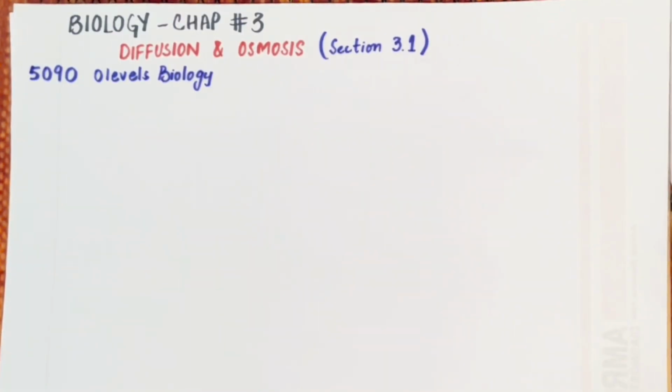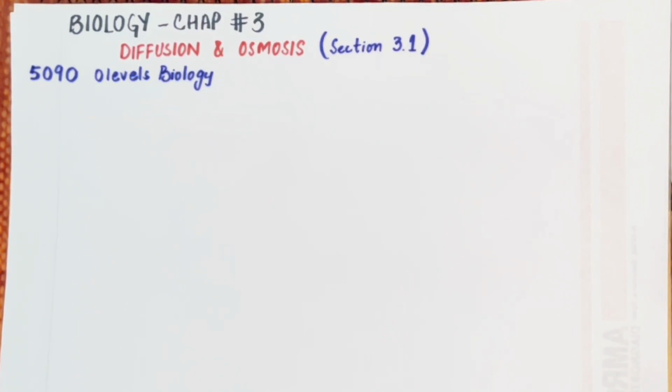Welcome to the video of Pulsating Biology, and we are starting the new chapter today, that is diffusion and osmosis of 5090 O Levels Biology, section 3.1. This is chapter number 3 in O Levels Biology. Before we start the video and the chapter, first we'll have a look at the syllabus.